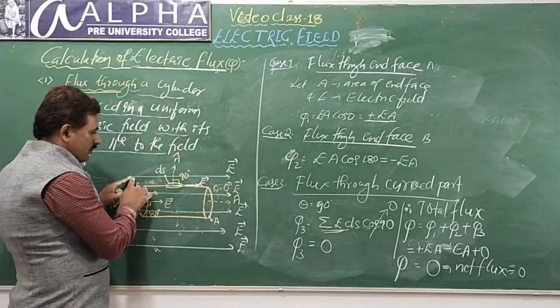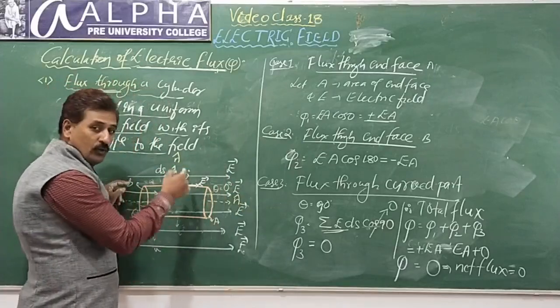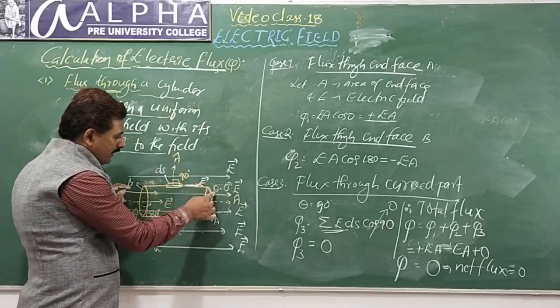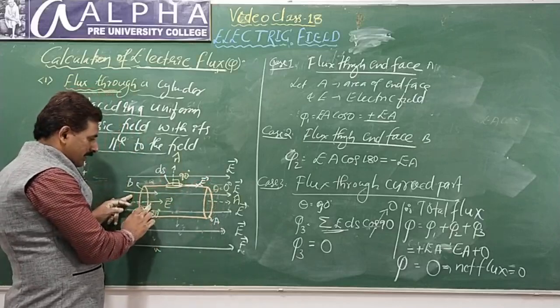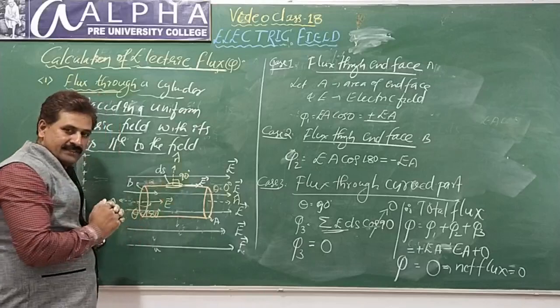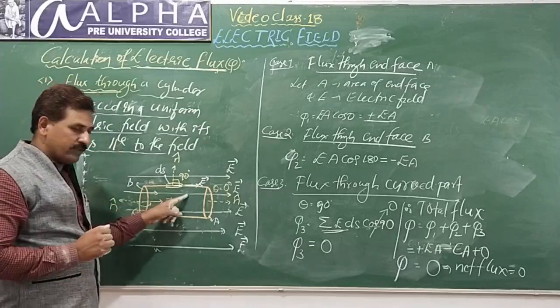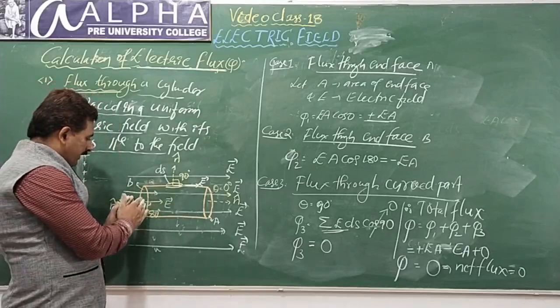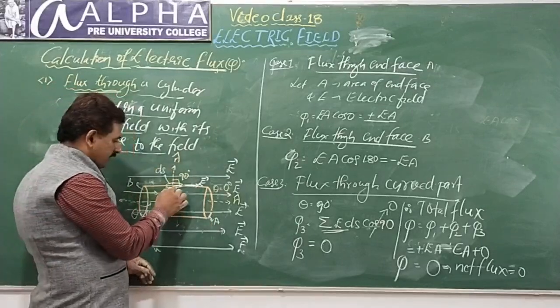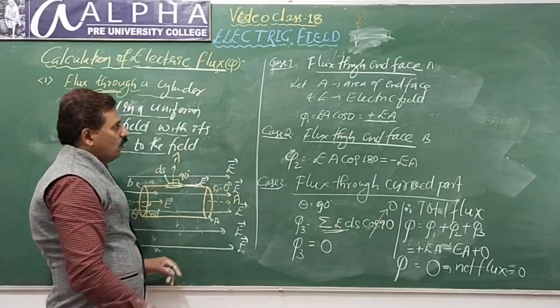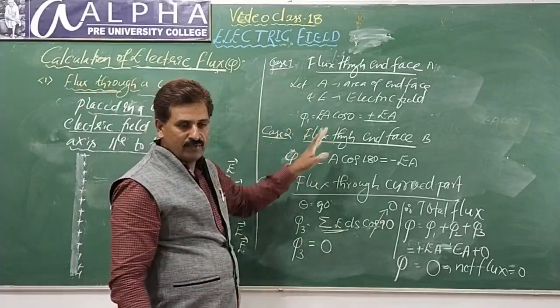So electric field is to the right, everywhere it is uniform. How do you show uniform field? By writing equidistant parallel lines, that's it. There is a cylinder, whose axis is parallel to the field. One end B having area A, end A also having area A. This is the curved surface. Now what is flux? Flux is electric field into area.